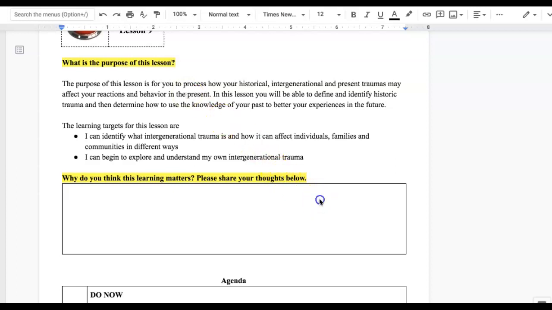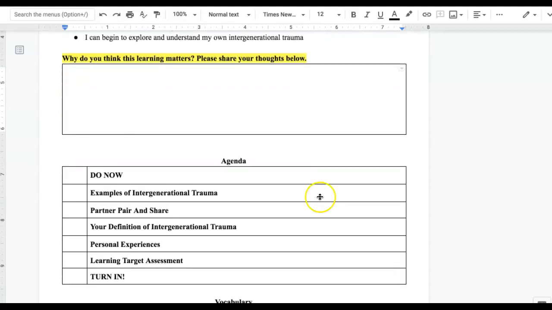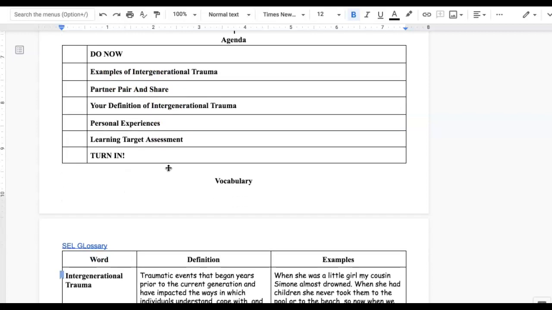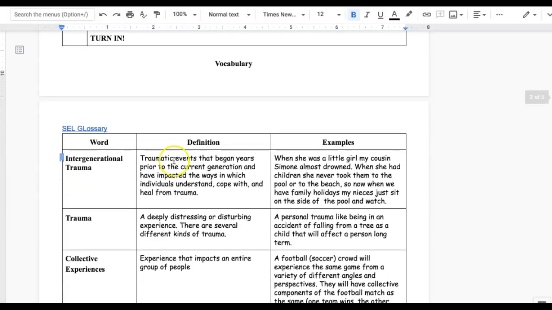So why do you think this learning matters? Why is it important at this point for you to sit down and really think about that so that you can move forward? And that's what you will write here. Then take a look at the agenda. You'll see it's not a very long list of things in this agenda, so it might not take you a lot of time to complete this lesson.